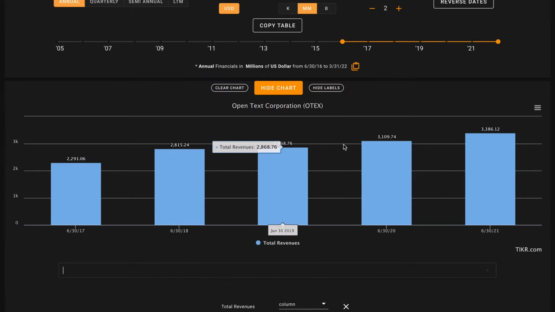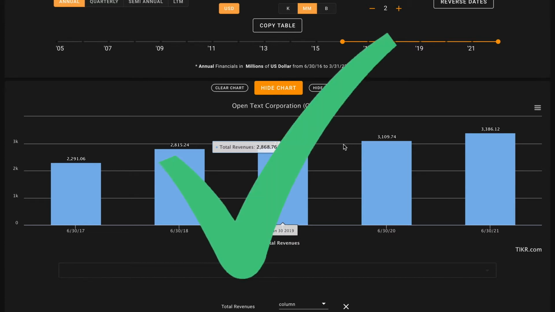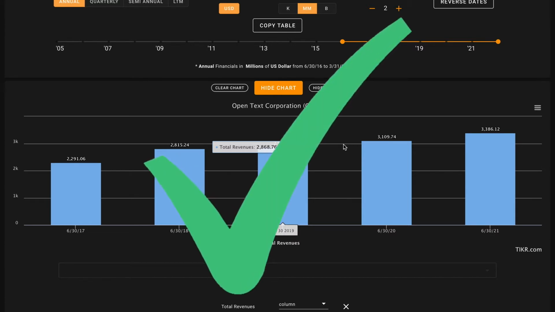Pillar number 3, we're looking for 5-year revenue growth. So this is going to be our first check. They've grown revenues from nearly $2.3 billion in 2017 to just under $3.4 billion in 2021. So our first check for 5-year revenue growth on pillar number 3.